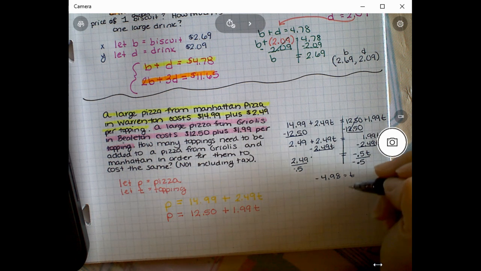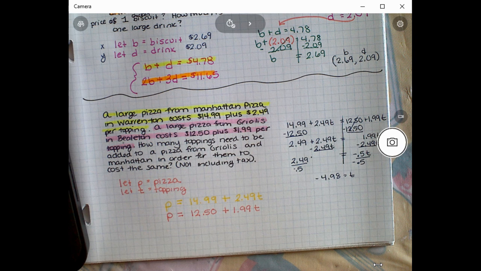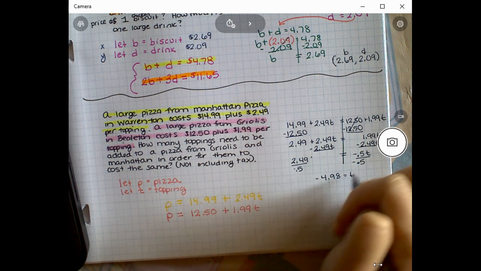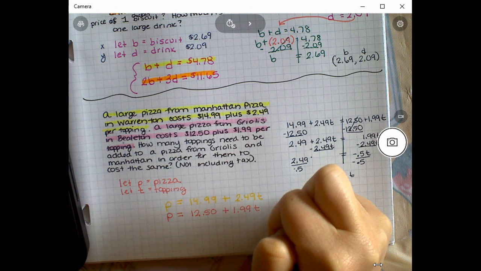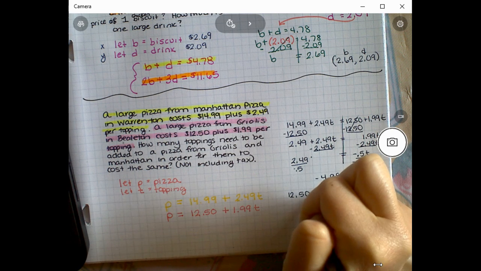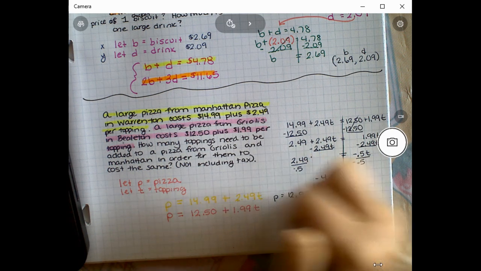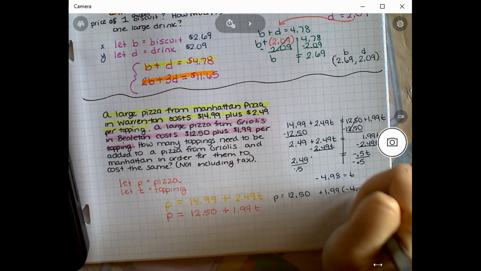But for now, we're going to use that and substitute it in. Although, now that I'm doing it, I feel like this isn't going to work out right. I don't know. We'll see. All right. So we need to substitute that into one of our original equations. P equals 12.50 plus 1.99 times negative 4.98.